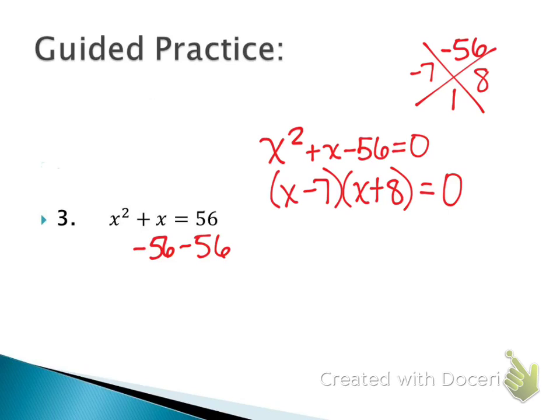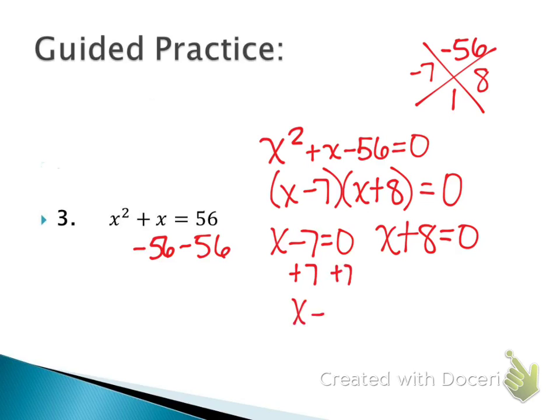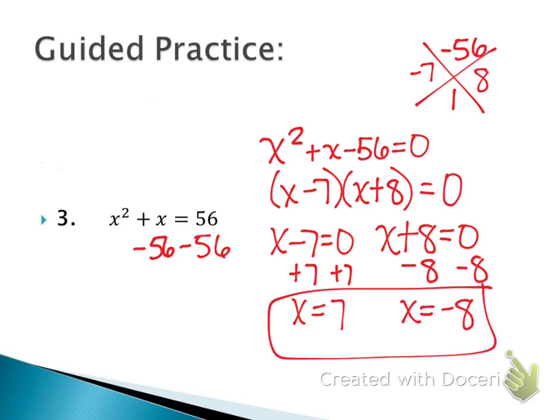After we factor, we have to write our equations. What are they? Good. Set each factor equal to 0. Last step is to solve. How do I solve? Add 7 and subtract 8. And then we're done. Questions, concerns? Okay.